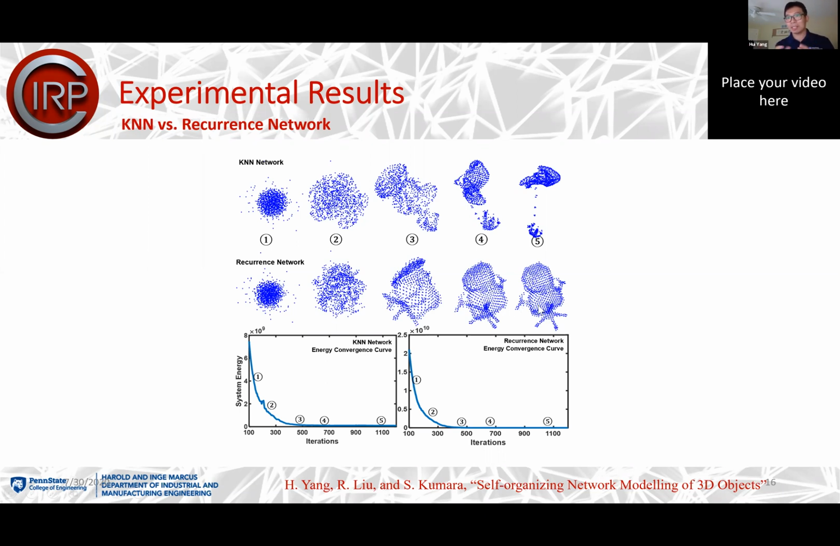Okay, so this is an interesting finding, because as long as you define the connections, even if you shift it a little bit, rotate it a little bit, it doesn't change anything. Eventually, it will become the chair. So these experiments actually show us the recurrence network is a better way to derive the network representation of the 3D data, three-dimensional data.